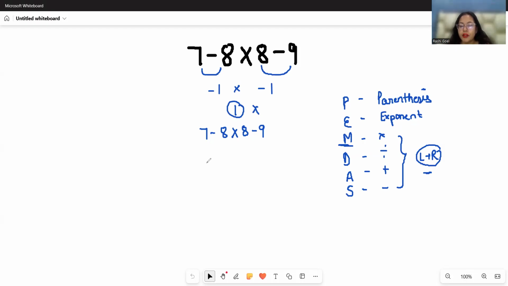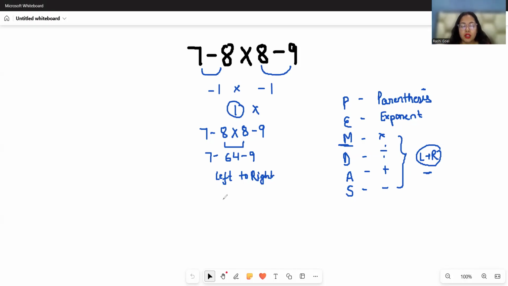So we have given subtraction and multiplication. So we have to give priority to multiplication. So multiplication is between 8 and 8. So 8 times 8 is 64 minus 9. Now we have only one operation left, that is subtraction. So we have to solve it from left to right.